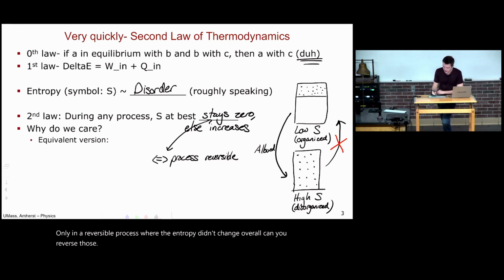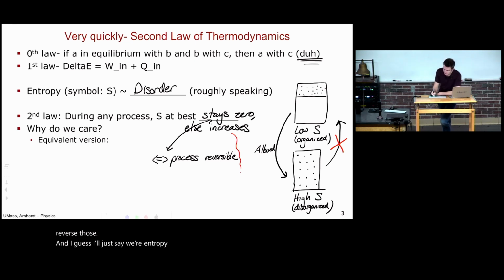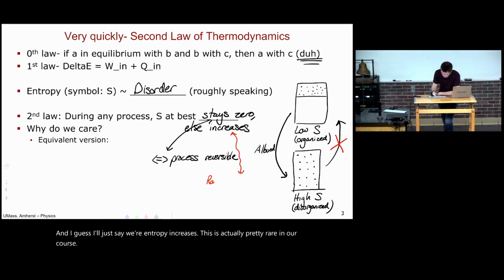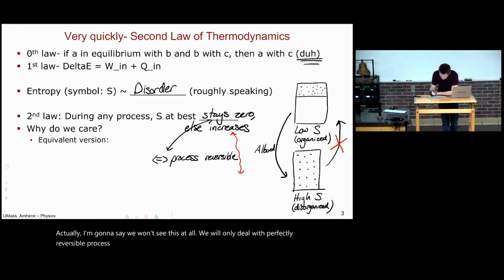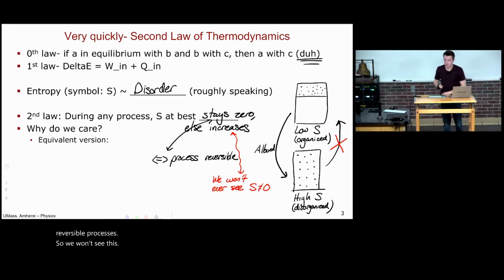And I guess I'll just say where entropy increases, this is actually pretty rare in our course. Actually, I'm going to say we won't see this at all. We will only deal with perfectly reversible processes. So we won't see this. We'll always be dealing with delta S equals 0. Sorry, this is a delta S, change in entropy.